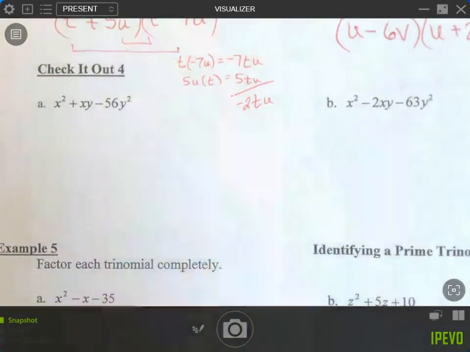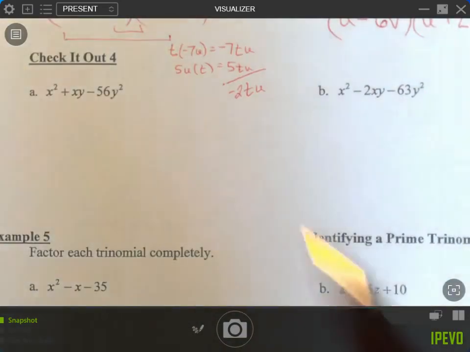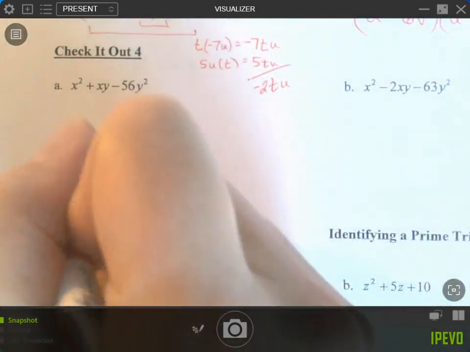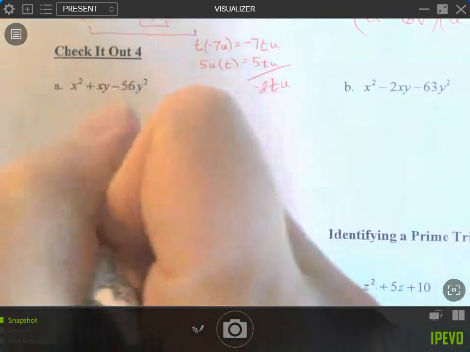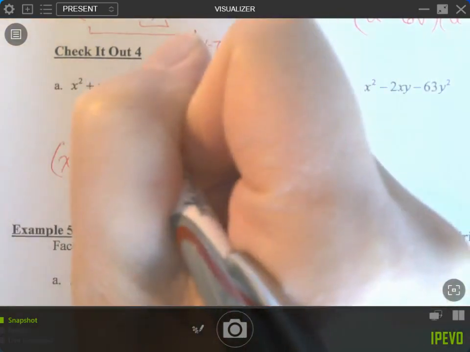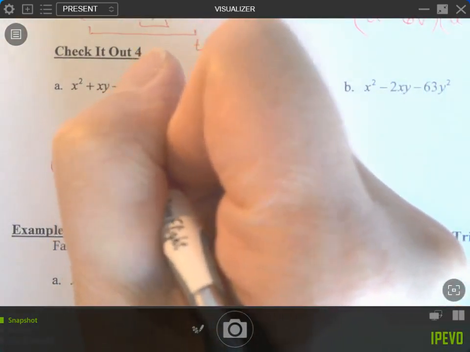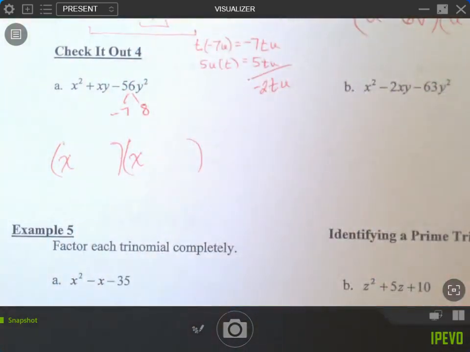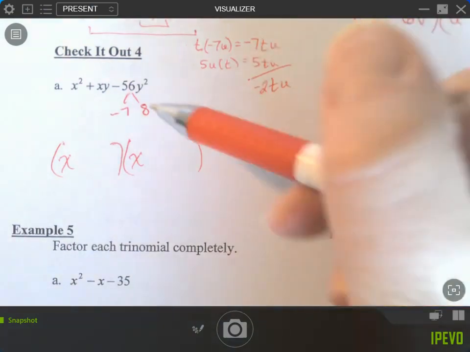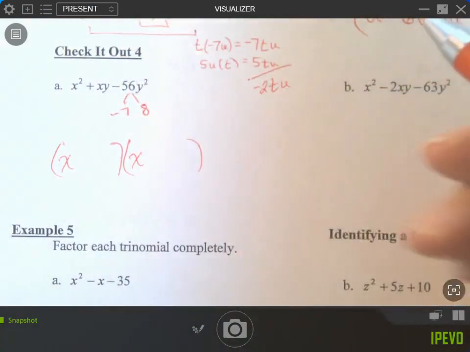Don't forget about the extra variable. What'd you guys find for this one? All right, well, x times x, and what do we have, negative 56? So I was thinking about negative 7 and positive 8. There's other options, but this is the one that adds up.